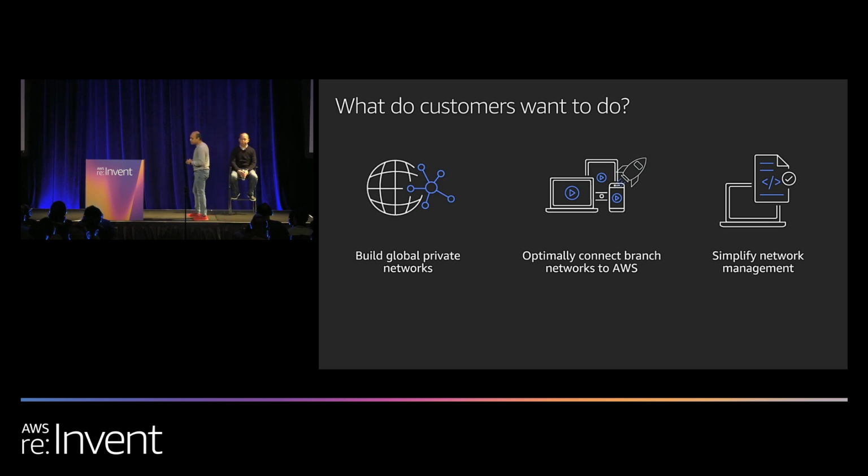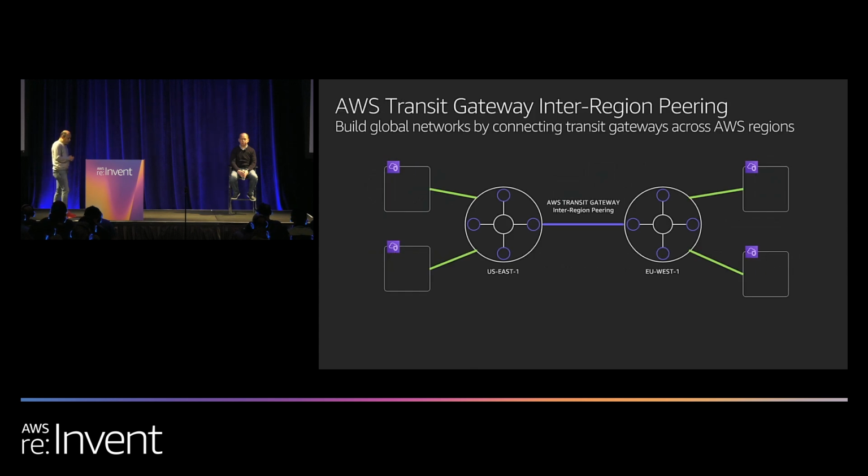Having said that, I think we are ready to dive into a few new things. So how do you build a global private network? Yesterday, we announced the general availability of Transit Gateway peering across regions. Now you can take 2 transit gateways in 2 regions and peer them together, and they will exchange traffic.